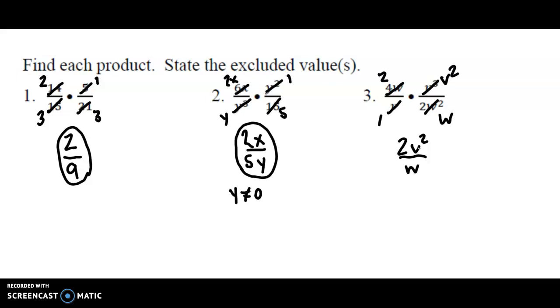And that's the answer. Excluded values for the first fraction: I have a v and it's a monomial, so v cannot equal 0. For my other one, again, it's a monomial, but the variable is w, so w also cannot equal 0. And that is the answer. And that's what you do when you have all monomials.